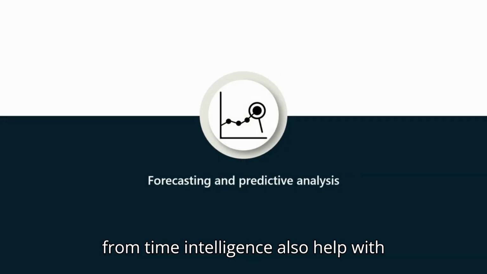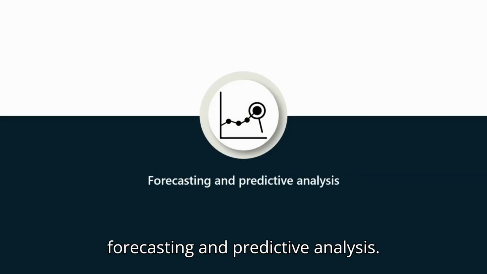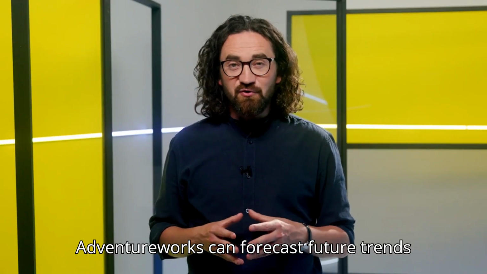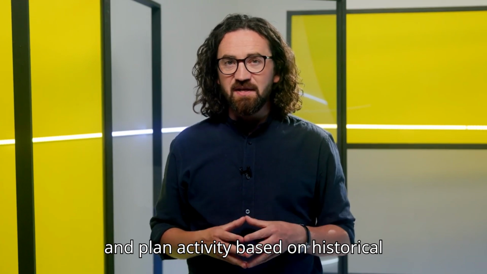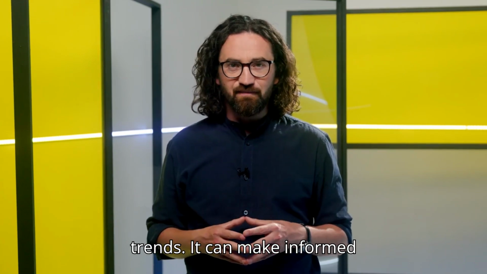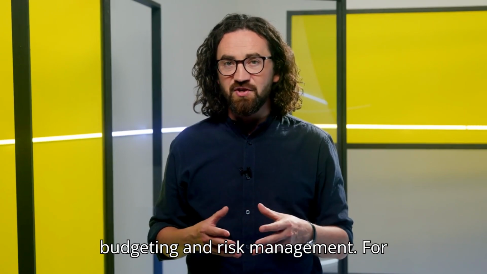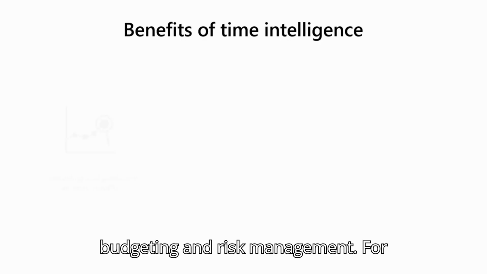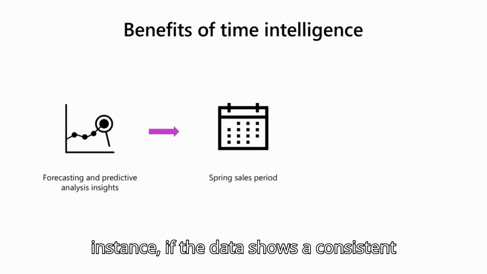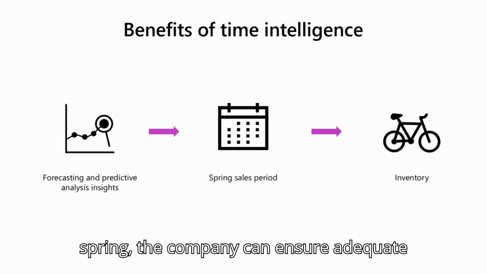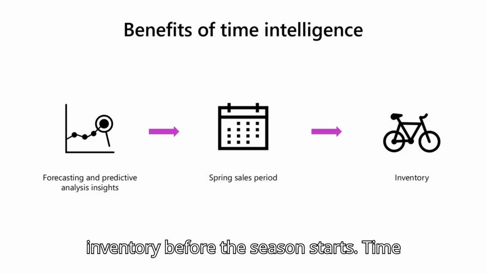Insights derived from time intelligence also help with forecasting and predictive analysis. AdventureWorks can forecast future trends and plan activity based on historical trends. It can make informed predictions about sales and demands, which helps with resource planning, budgeting, and risk management. For instance, if the data shows a consistent increase in mountain bike sales every spring, the company can ensure adequate inventory before the season starts.